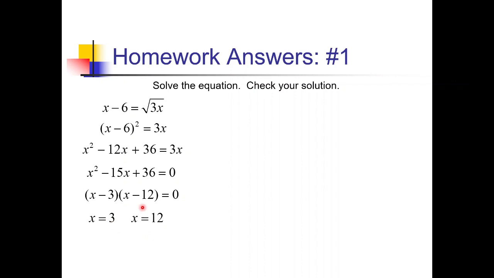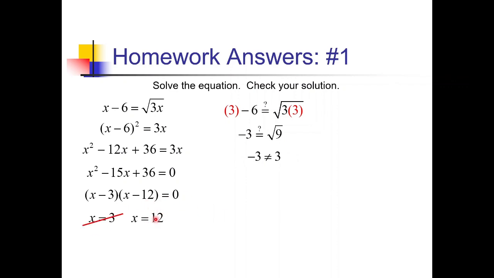Or does it? We need to check these to make sure they actually make the original equation true. We might have some extraneous roots here. So let's plug 3 in first. I've got 3 minus 6 and the square root of 3 times 3. And I'm asking, are these two things equivalent? So on the left side, I've got negative 3. On the right side, this is the square root of 9. The square root of 9 is positive 3, which does not equal negative 3. That means that this answer of 3 over here is extraneous, and we have to eliminate that.